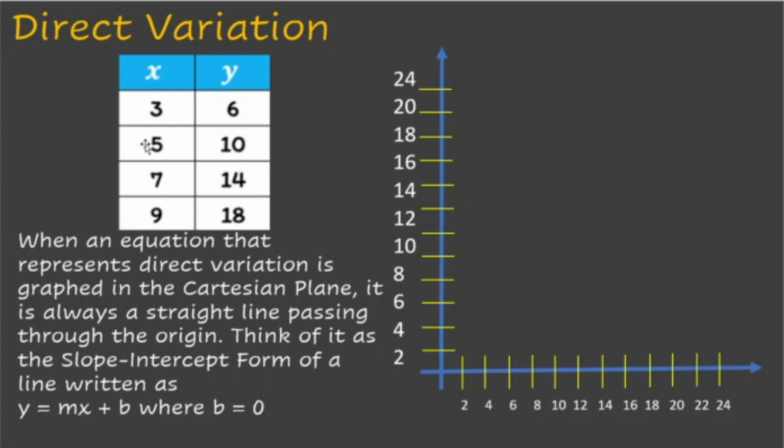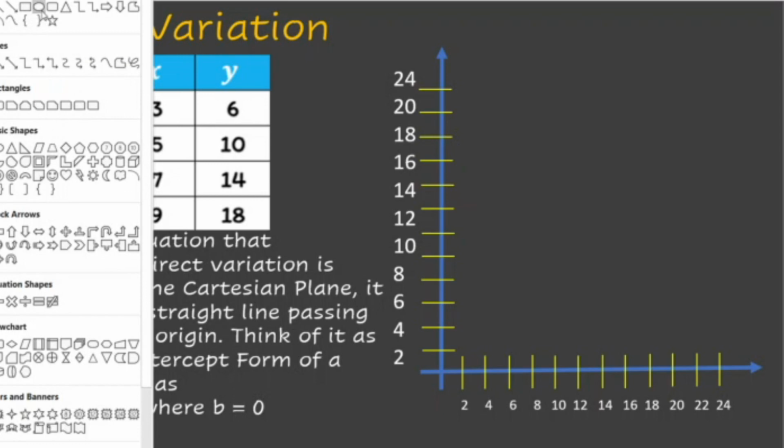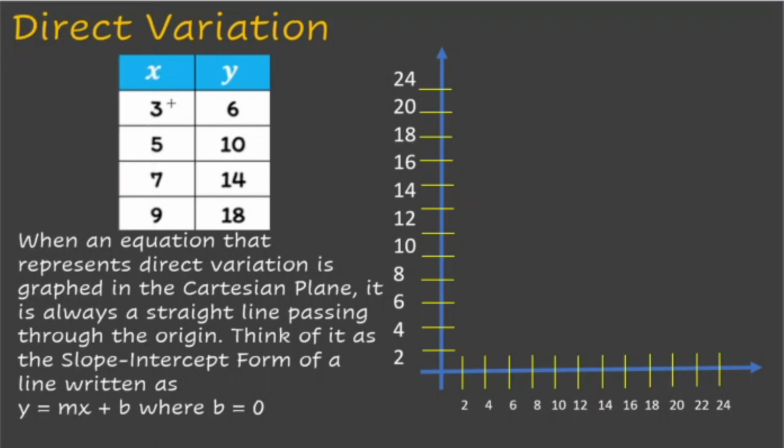So, since ordered pair yan, x and y ordered pair yan, maglalagay lang tayo dito ng, insert lang ako ng, maybe, shape. Lagay tayo ng shape. Sorry for the delay. Ayan. Let's say, for example, si 3, 6. Saan nag-fall si 3, 6? O, pwedeng 3 dito, tapos 6. Ayan, 3, 6. Pwede dyan. How about si 5, 10? So, saan natin ito ilalagay? Sa 5. So, dito yung 5. Ay, dito yung 5, sorry. And then, dito naman yung 10.